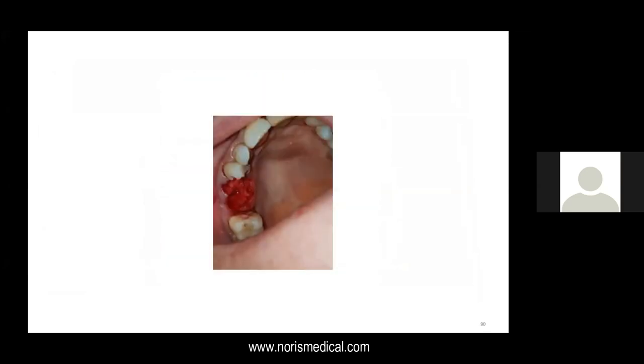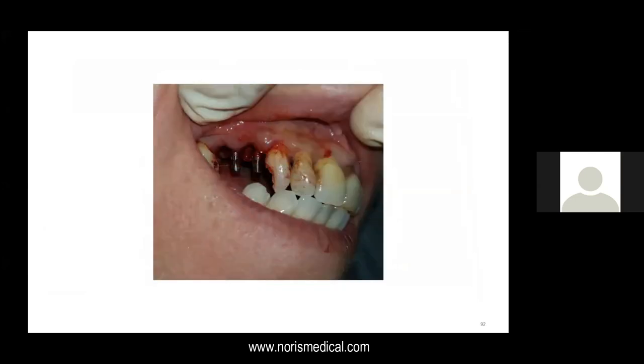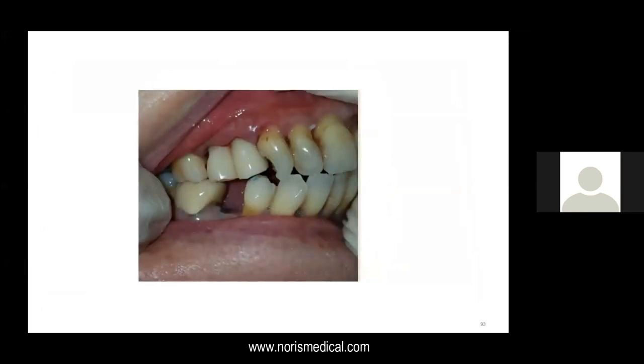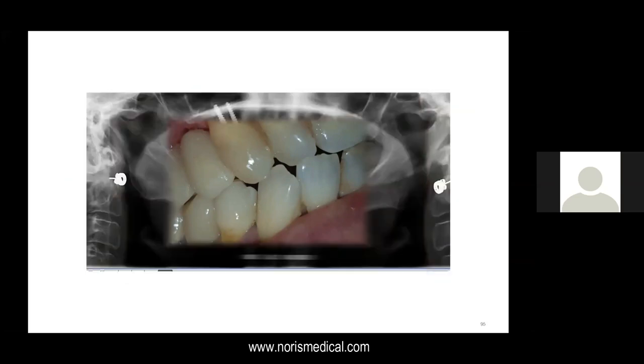No exposing actually, just extracting the teeth. These are the two implants. Note that I always prefer to put the implants slightly to the palatal. So this is how it looks, and these are the temporary crowns. And this is the final crown. And of course, a restoration was done in tooth number 13 in order to fix the caries and the gap.